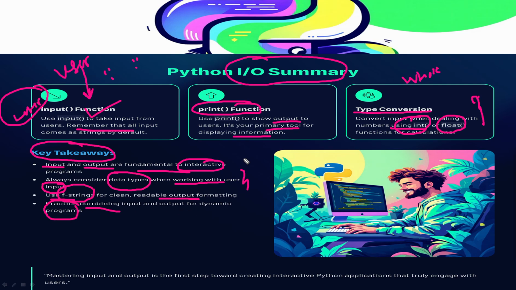Okay, I hope you have understood in this video the output of Python, and also one small summary of input, output, and the conversion of input and output operators of Python. Mastering input and output is the first step towards creating interactive Python applications that truly engage with the users. By using input and output operators or functions interactively, we are going to engage with the users along with the Python programs.